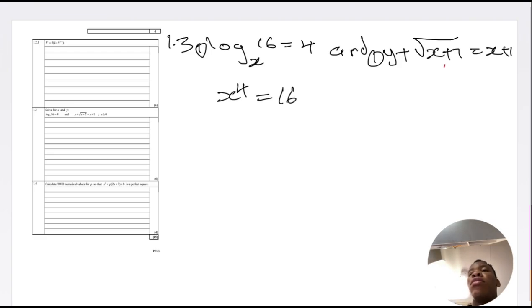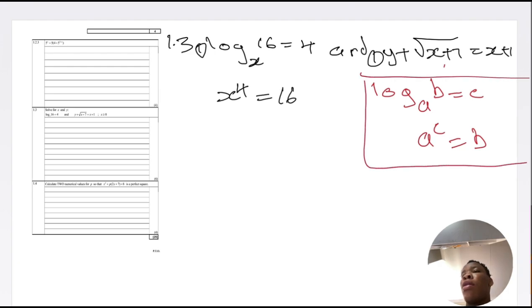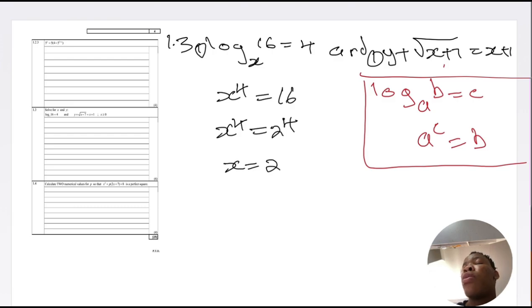Remember, log base A of B equals C can be written as A to the power C equals B. So here we will have x to the power of 4 equals 16, which can be written as 2 to the power of 4. Therefore, x is equal to 2.